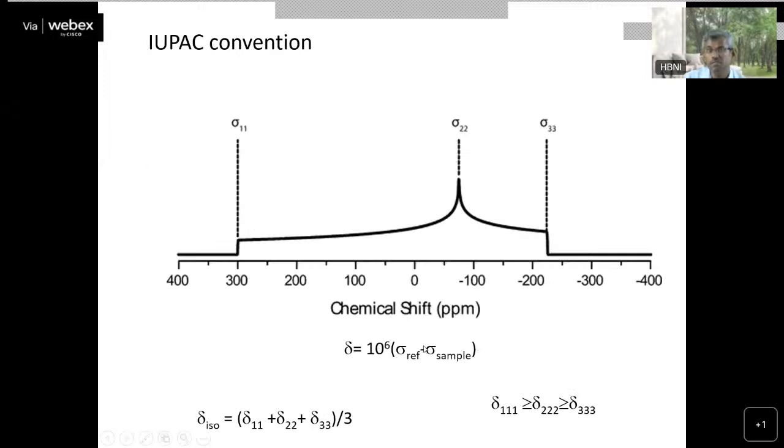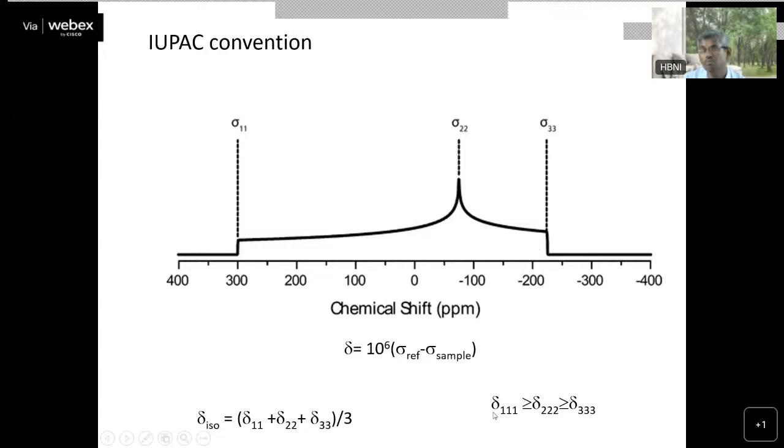By IUPAC convention, for a static sample, sigma 11 should be from this direction. The highest shielding is for sigma 33, then comes sigma 22, and then comes sigma 11. Sigma 11 is the least shielded parameter, sigma 22 is the next, and sigma 33 is the most shielded parameter. So sigma 33 is the most negative actually.